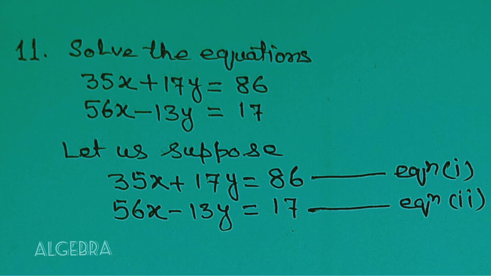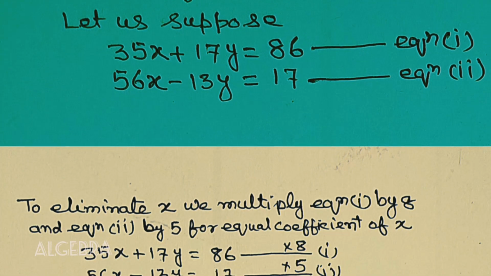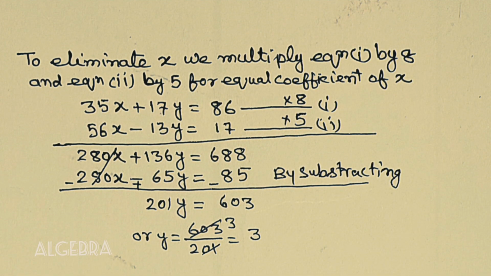35x plus 17y is equal to 86, and 56x minus 13y is equal to 17. Let us suppose 35x plus 17y is equal to 86, equation 1, and 56x minus 13y is equal to 17, equation 2. To eliminate x, we multiply equation 1 by 8 and equation 2 by 5 for equal coefficient of x. 35x plus 17y is equal to 86 multiplied by 8, and 56x minus 13y is equal to 17 multiplied by 5.